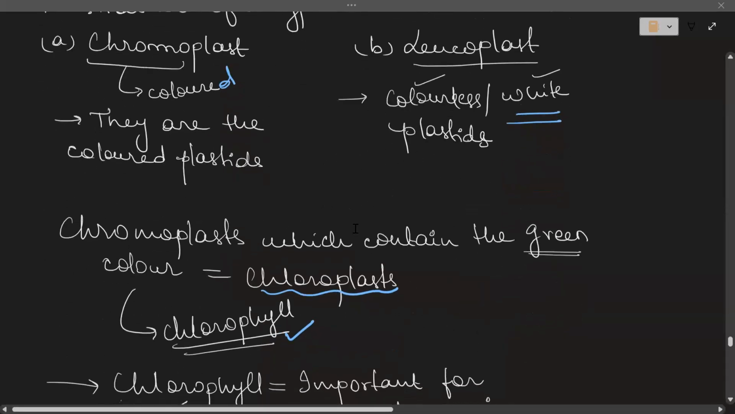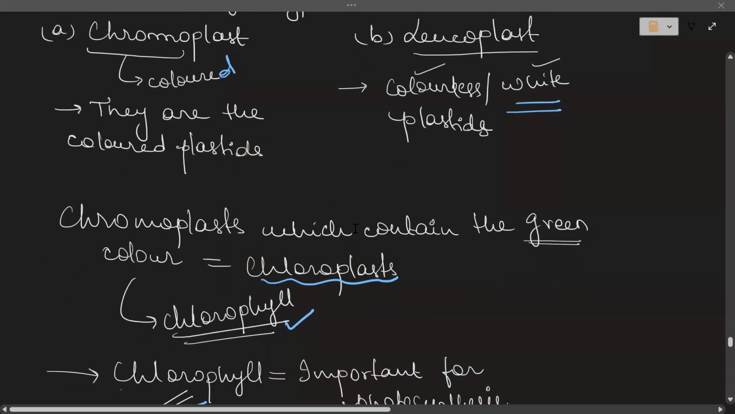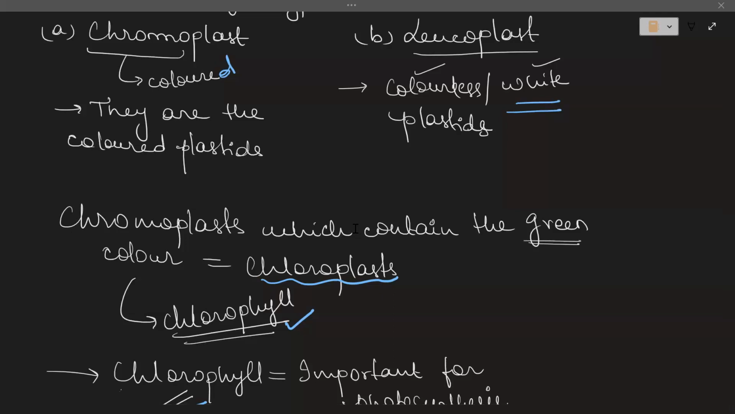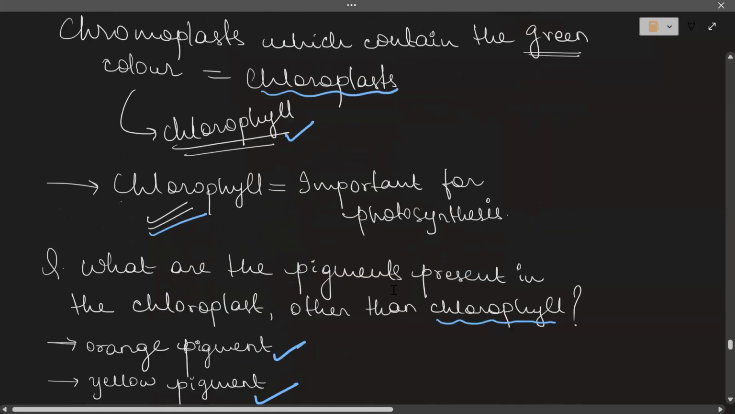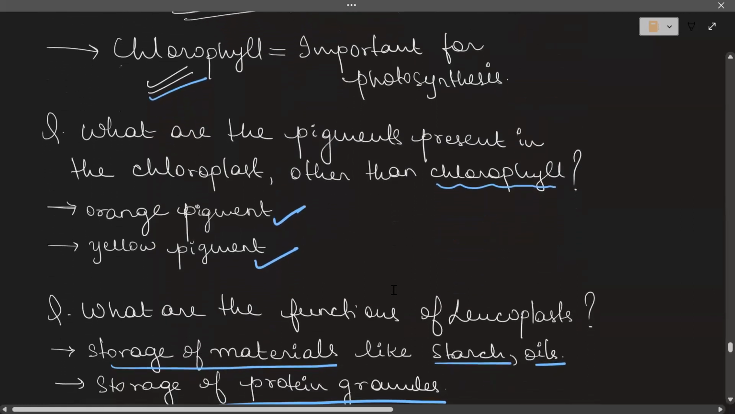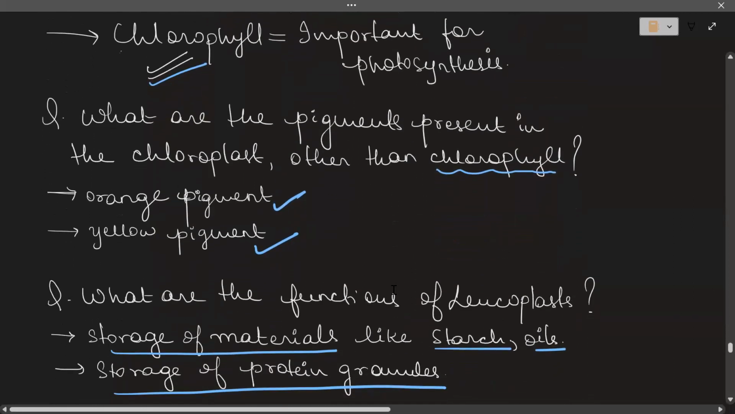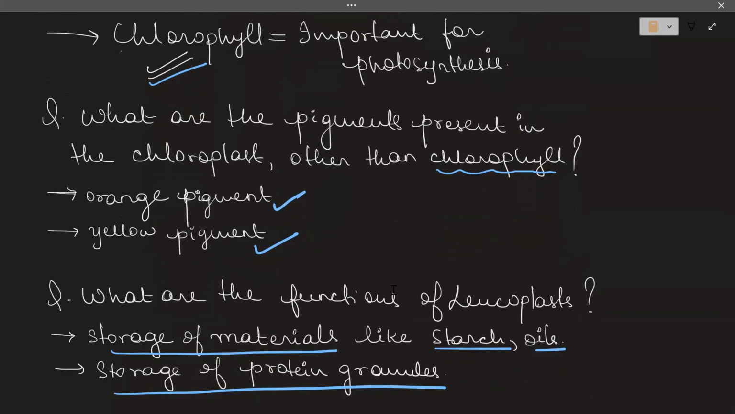Now, the chromoplast which contains the green color is known as the chloroplast. Which is that green pigment? That green pigment is chlorophyll. And we all know that chlorophyll is so important for the process of photosynthesis. Now, what are the pigments present in the chloroplast other than chlorophyll? There is an orange pigment and a yellow pigment, apart from the green pigment, which is chlorophyll.